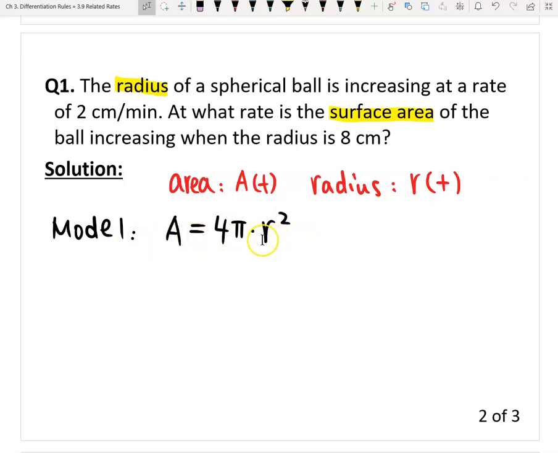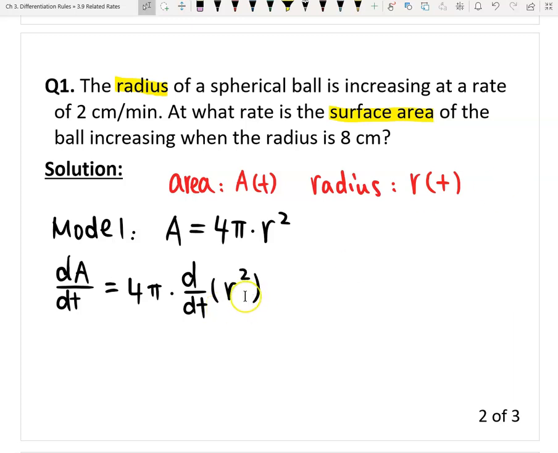Good. The second step, we need to take the derivative with respect to the independent variable t on both sides of the equation. Okay, let me see. So I take the derivative on the left, which is dA/dt, right? Okay, so equals, on the right is 4 pi, does not matter, that's a constant. We have the linear property. And then is d/dt of r squared. Why did I write this?